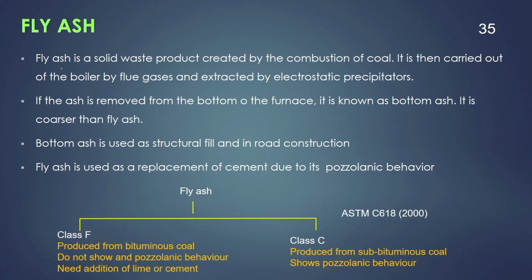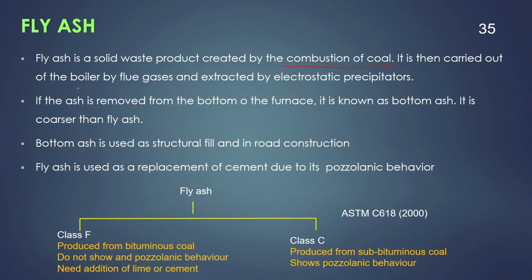Fly ash is a solid waste product which is created by the combustion of coal. During this process it is carried out by the flue gases, and then it is extracted by an electrostatic precipitator, and from those electrostatic precipitators it is collected.